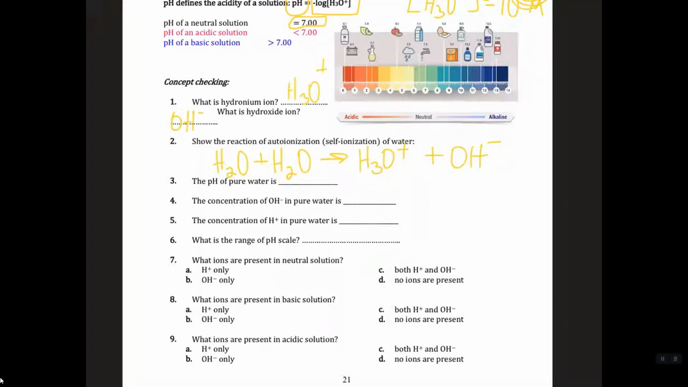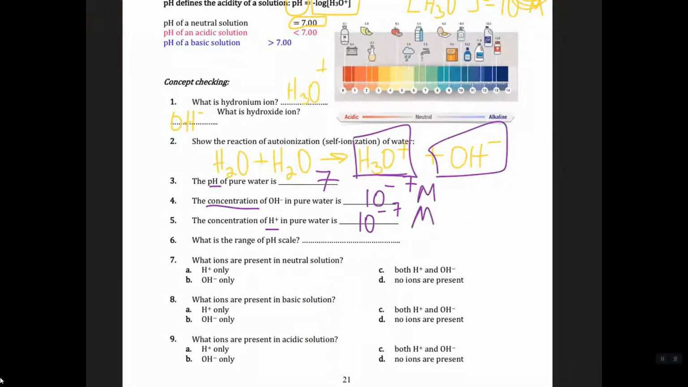The pH of pure water is 7. The concentration of hydroxide ion in pure water is 10 to the negative 7. So don't confuse pH and concentration. They are related, but they're not the same. The concentration of hydrogen ion in pure water is also 10 to the negative 7, because in pure water we have equal concentration of those, and that's going to be 10 to the negative 7 molar. What is the range of the pH scale? Traditionally, we say 0 to 14, but it actually could be 15. However, this is what we are going to focus on mostly.